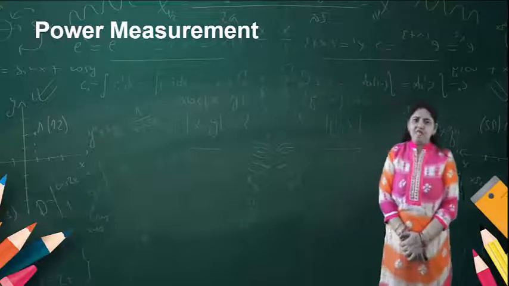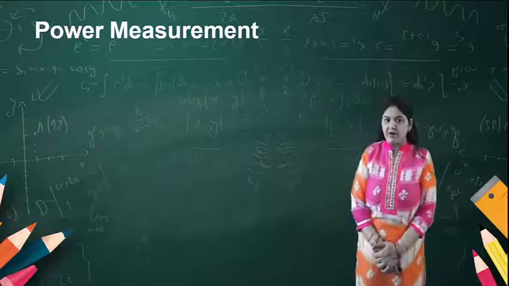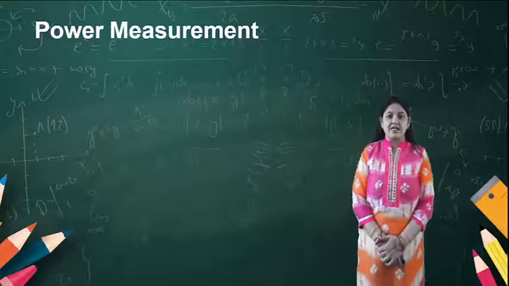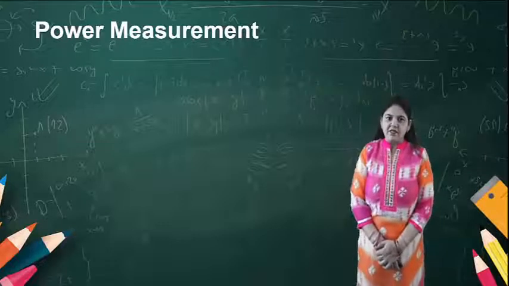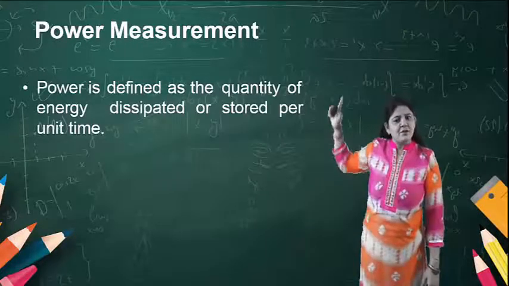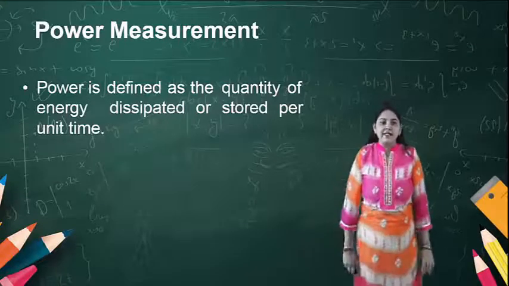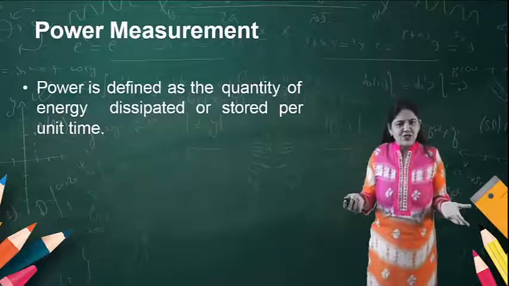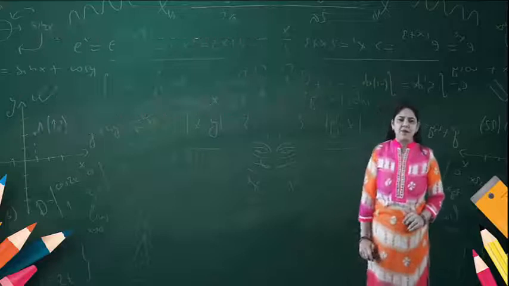The power meter is used to measure the microwave power. In that, microwave sensors are used to measure the power. So now, what is power? Power is defined as the quantity of energy dissipated or stored per unit time. So that's about the power.